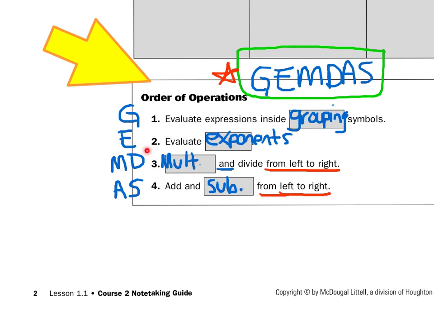The third thing we're going to do is multiply and divide from left to right. It's very important that you do all the multiplying and dividing from left to right. We don't always do the multiplying first. It depends which operation is the first that we see in the problem. And then the last thing we ever do is add and subtract from left to right.